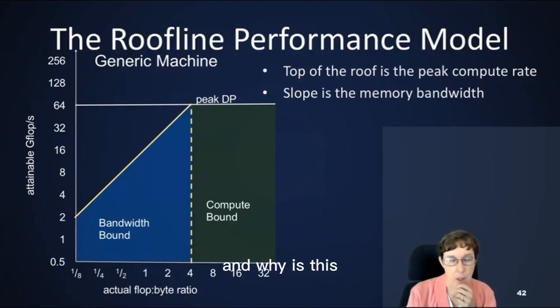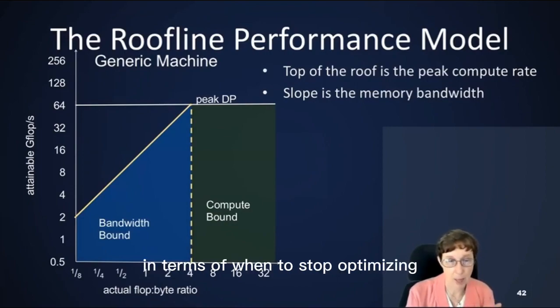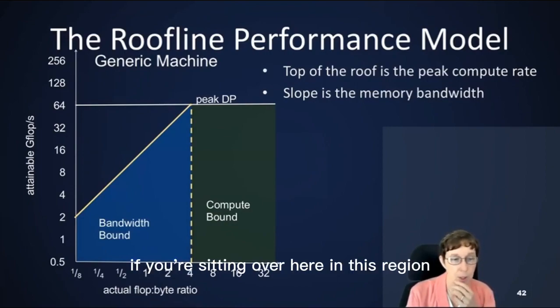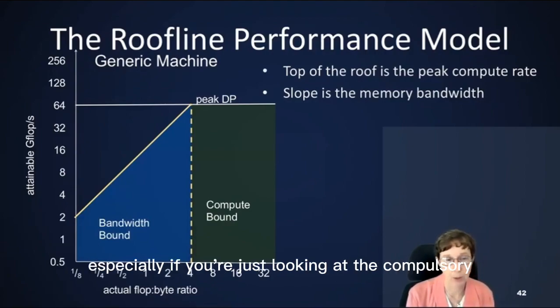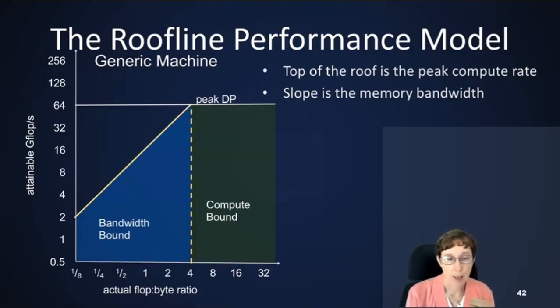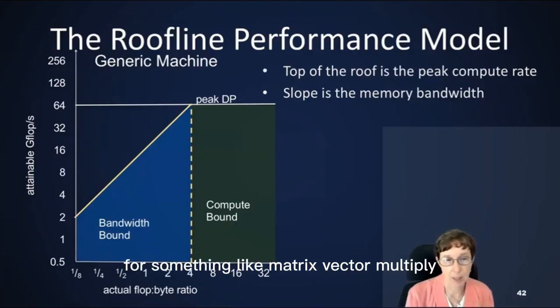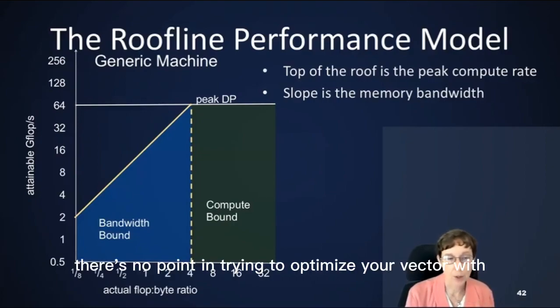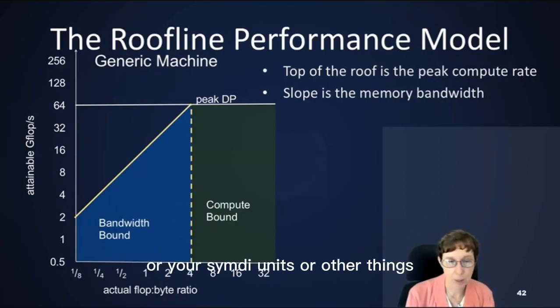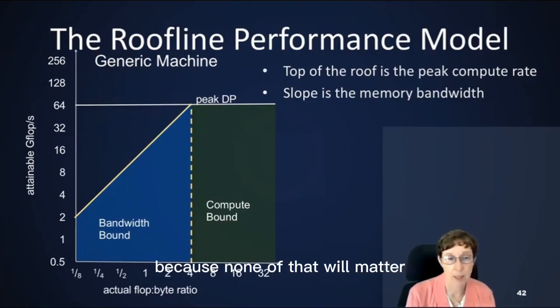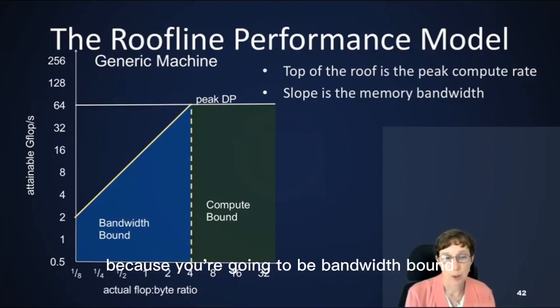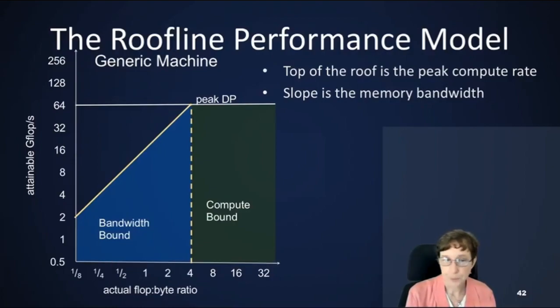And why is this also important to know in terms of when to stop optimizing? If you're sitting over here in this region, especially if you're just looking at the compulsory memory traffic for something like matrix vector multiply, there's no point in trying to optimize your vector width or your SIMD units or other things if you're actually sitting right here on the bandwidth limit, because none of that will matter because you're going to be bandwidth bound.